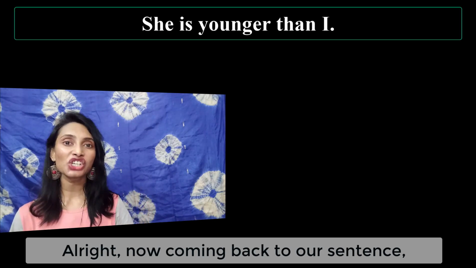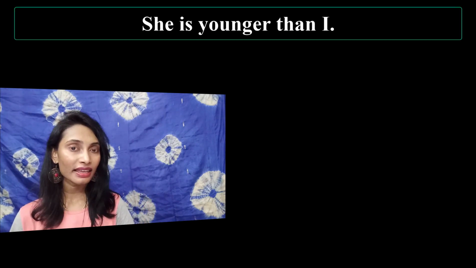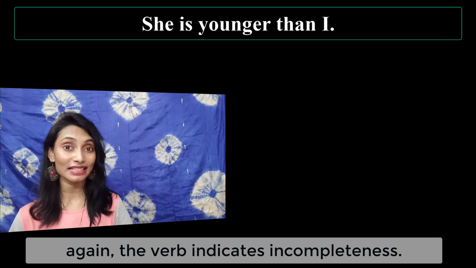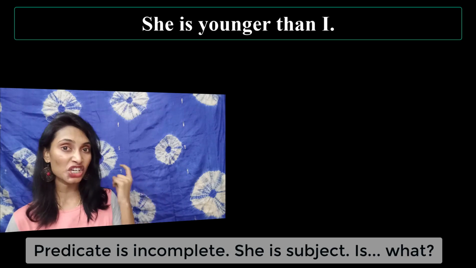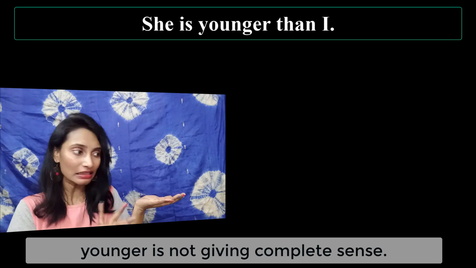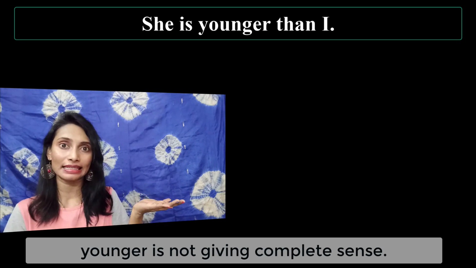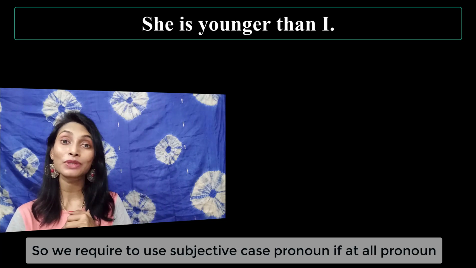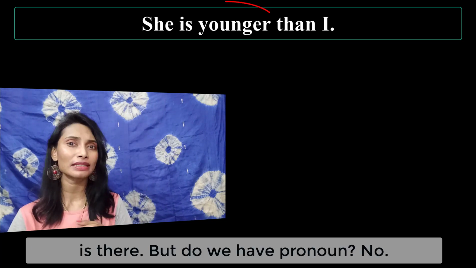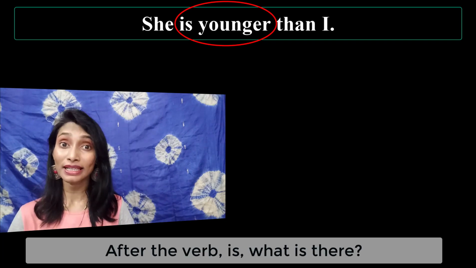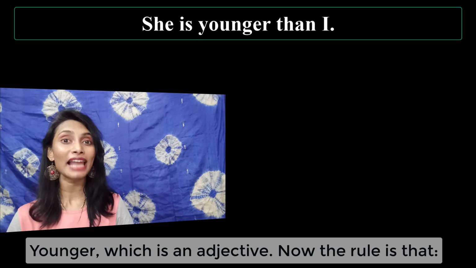Alright, now coming back to our sentence, "she is," again the verb indicates incompleteness. Predicate is incomplete. "She" is subject. "Is" what? Younger. It's not giving complete sense. So we require to use subject case pronoun if at all a pronoun is there. But do we have a pronoun? No. After the verb "is," what is there? Younger, which is an adjective.